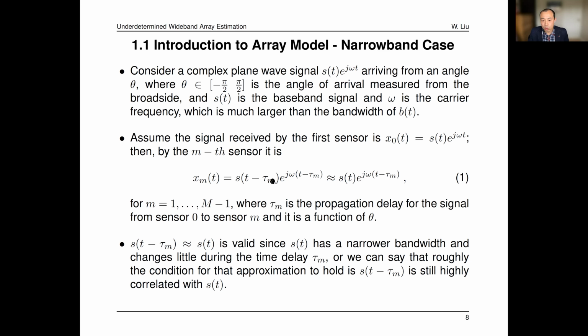Okay. So the condition for a system to be considered as narrowband or wideband is not just the relative bandwidth of the baseband signal compared to the carrier or the center frequency. It's really also related to the array geometry. If you have a large spacing, so this tau m will be very large, then in that case, you cannot have this approximation anymore. So in that case, it's not narrowband. So you should consider the system as a wideband one.